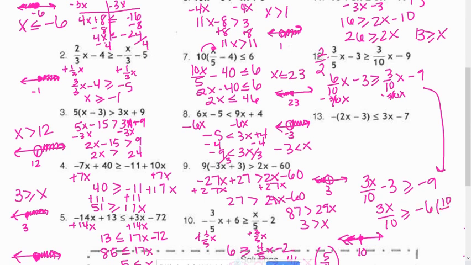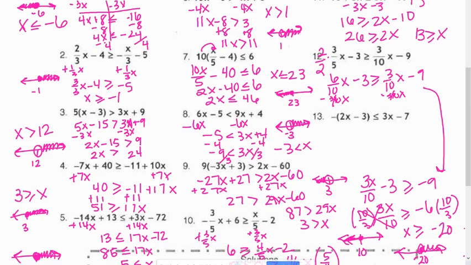So I'm going to multiply by 10/3. So x will be greater than or equal to -60/3, which would also be -20. So here's -20, and I would have a closed circle and all the way to the right. Oops. That should be, yeah, it should be a closed circle.